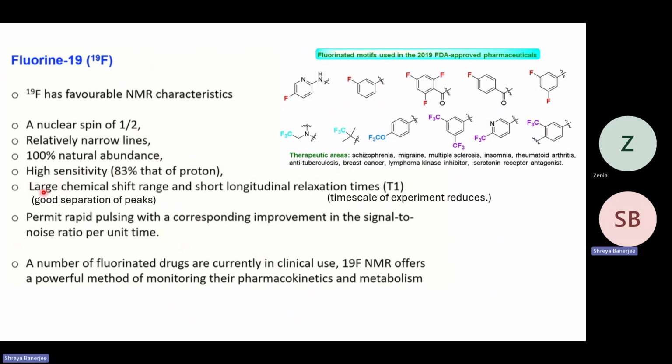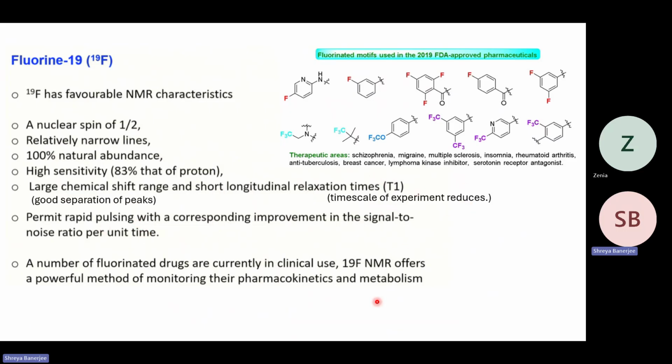It has a large chemical shift range. So a good separation of peaks. That is an advantage over 1H, which has a relatively small chemical shift range. And it has short longitudinal relaxation time, that is T1. So the experimental time reduces. And that allows us to improve the signal to noise ratio by scanning the sample multiple times.